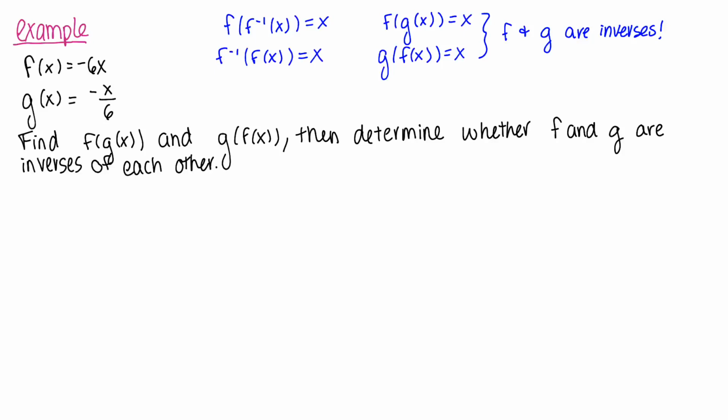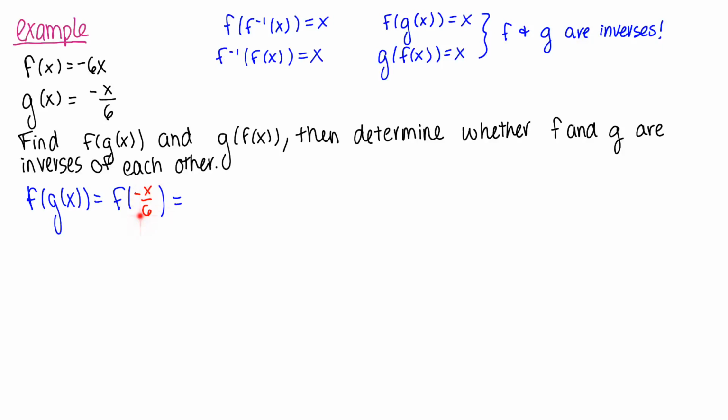So let's go ahead and do a little bit of composition. We'll start with f of g of x. So g of x is -x over 6. We're plugging g of x into f of x. So we have f of g of x, which is -x over 6.